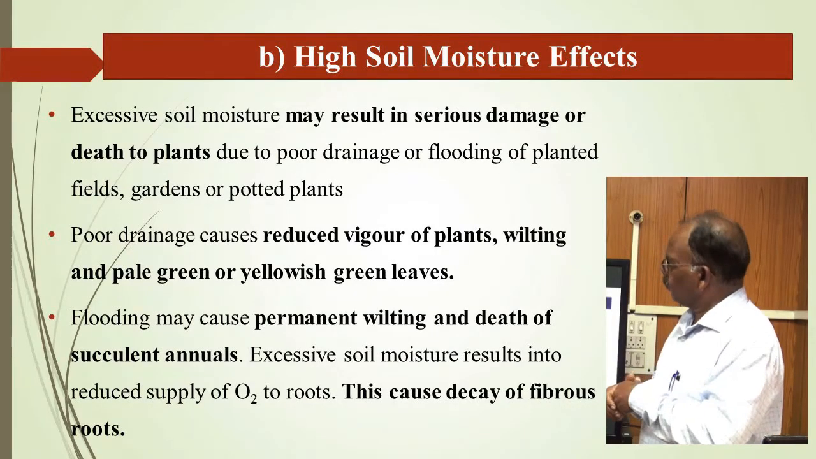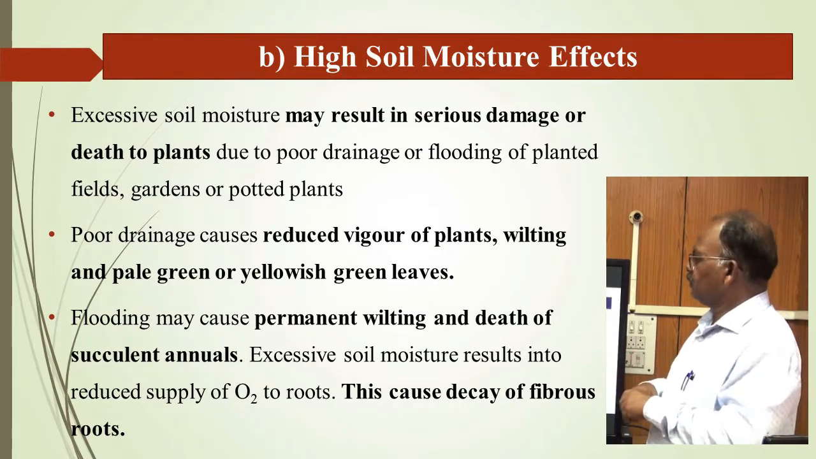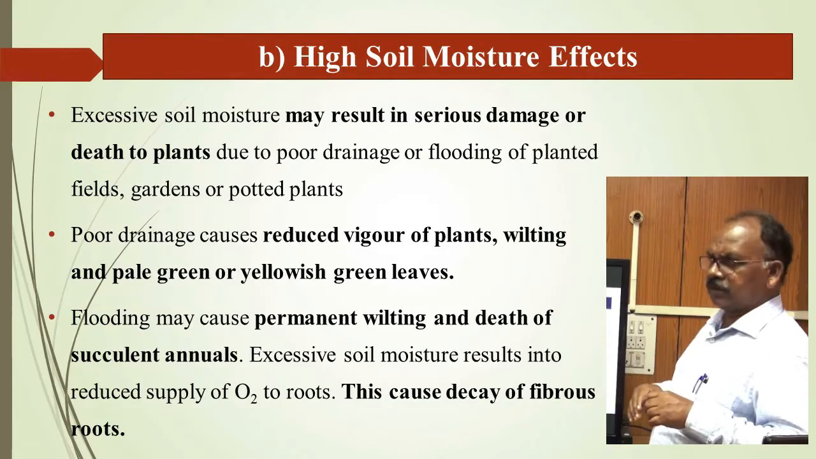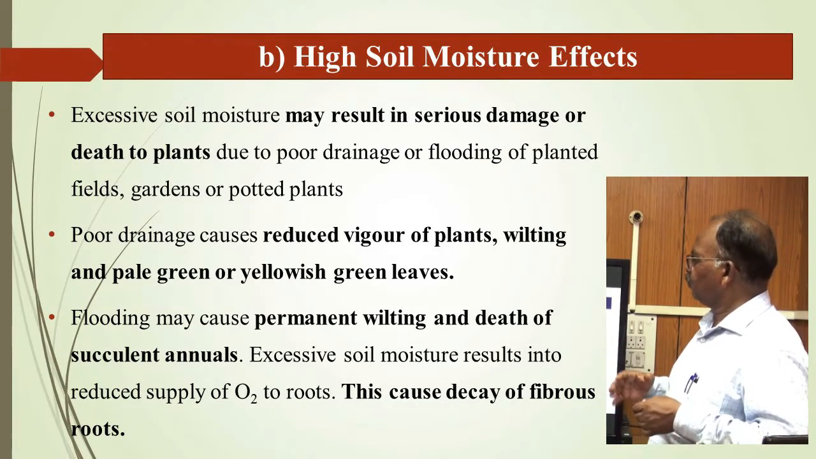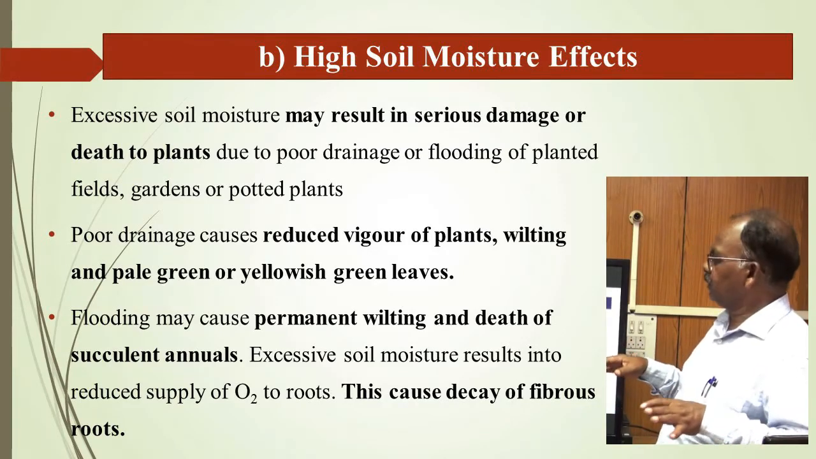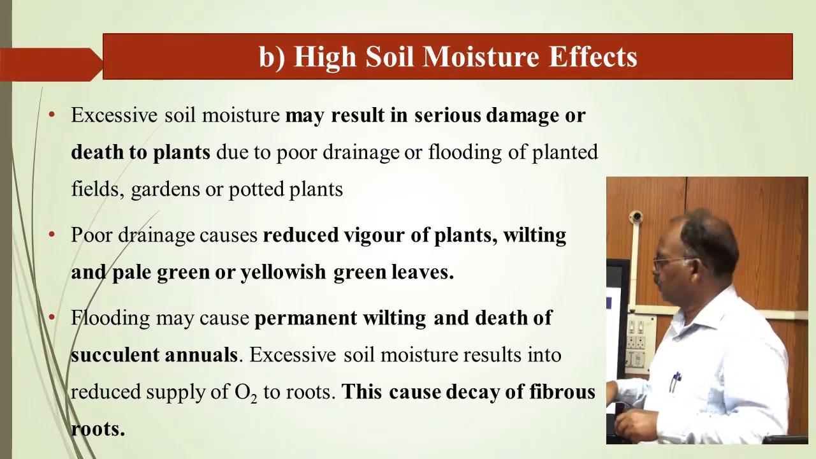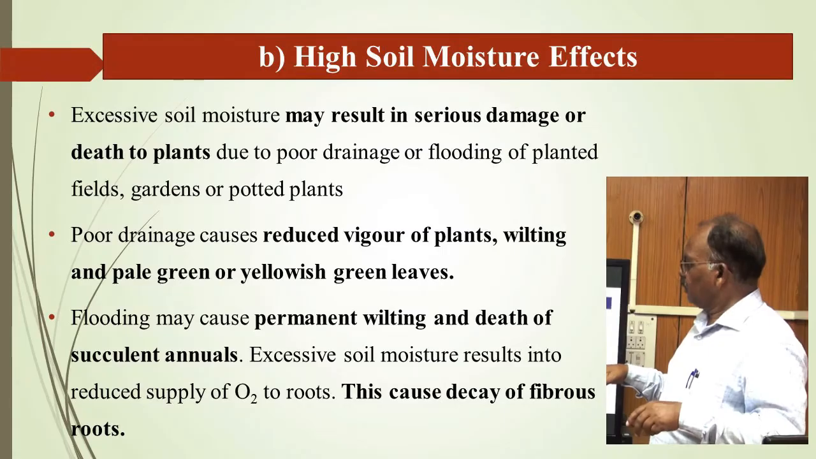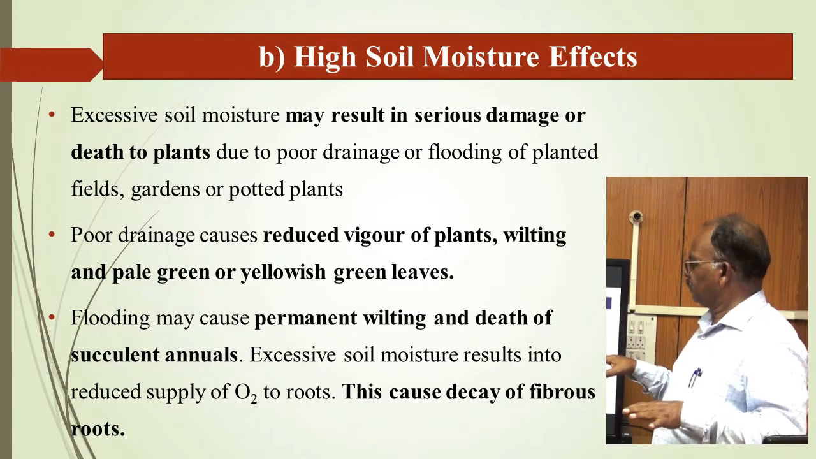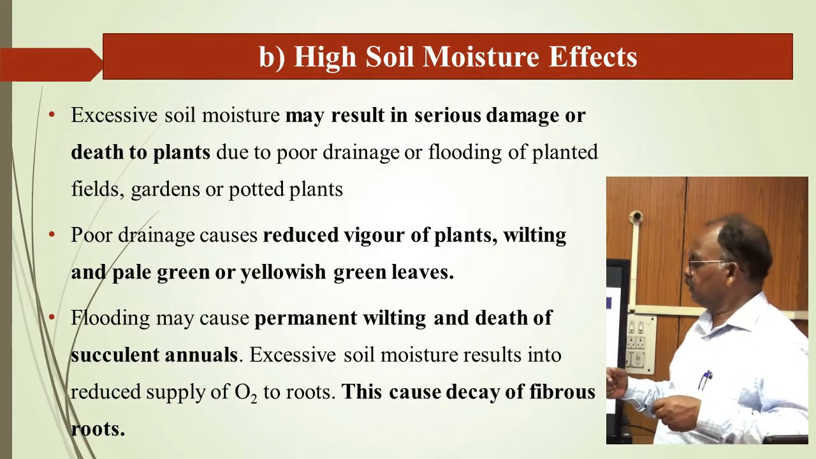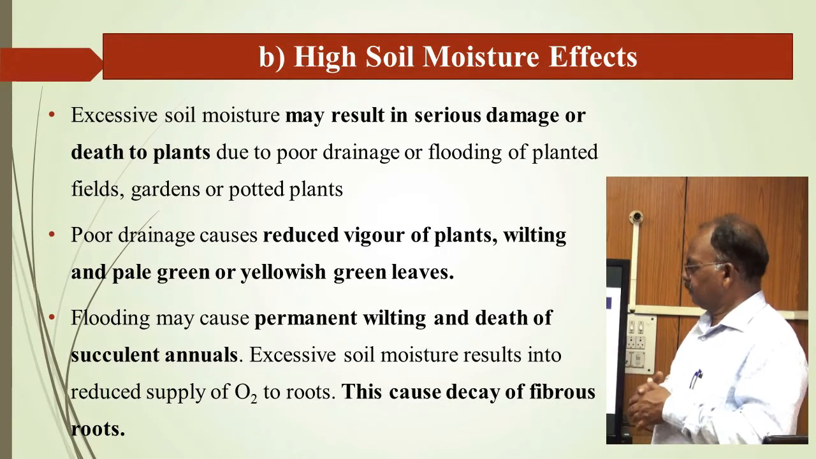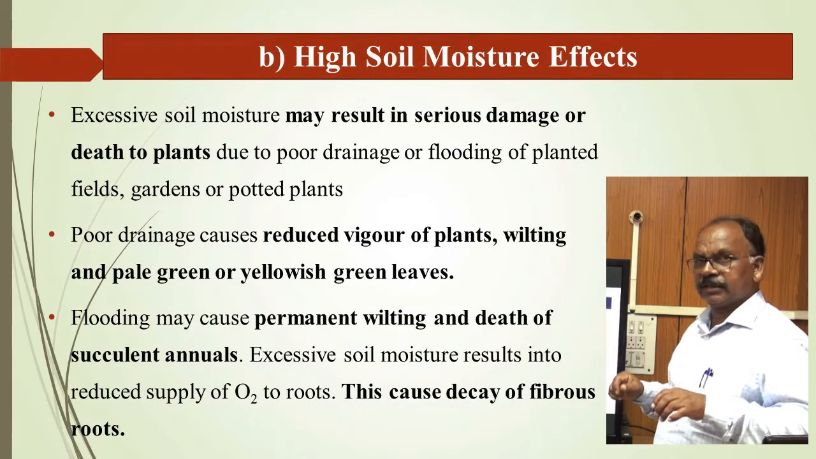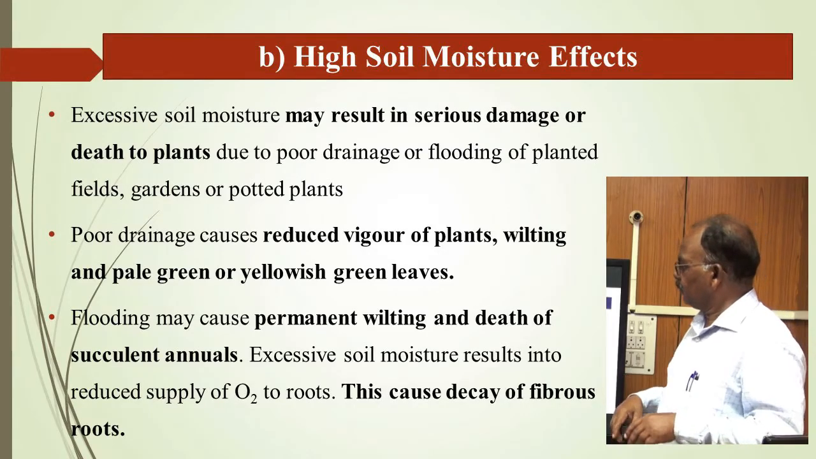High soil moisture. What are the effects of high soil moisture? Excessive soil moisture may result in serious damage or death to the plants due to poor drainage and flooding of the planted fields, gardens or potted plants. Poor drainage causes reduced vigor of the plants, wilting, and pale green or yellowish green leaves. Flooding may cause permanent wilting and death of the succulent plant.